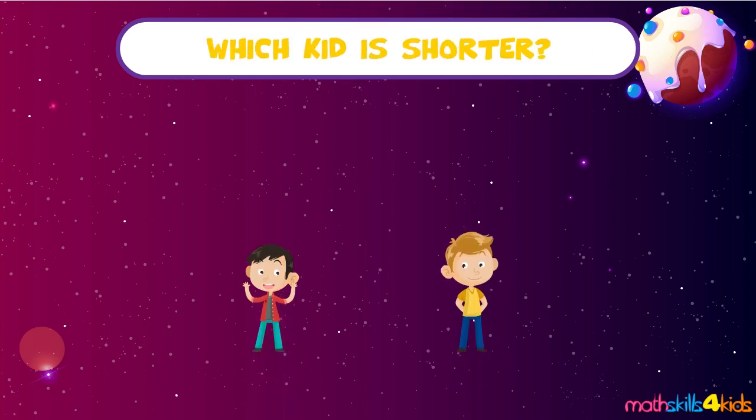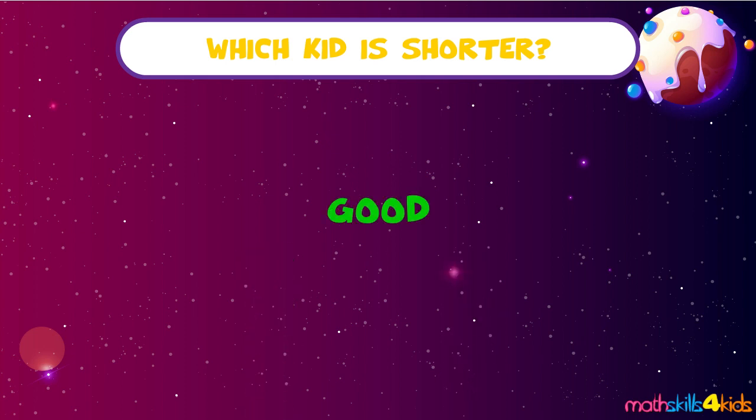Which kid is shorter? The first kid or the second? The first kid is shorter. The second kid is not shorter, the second kid is taller. Good.